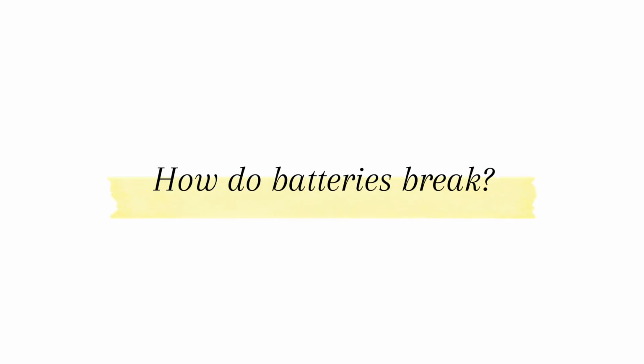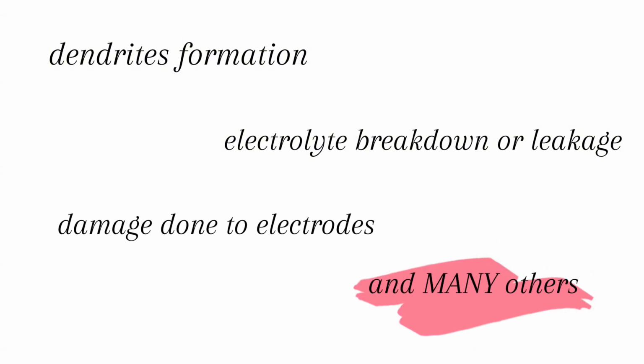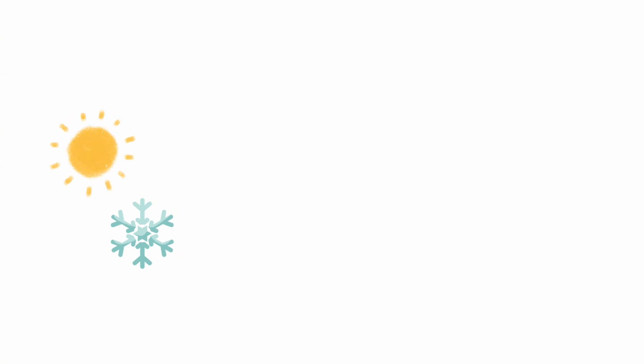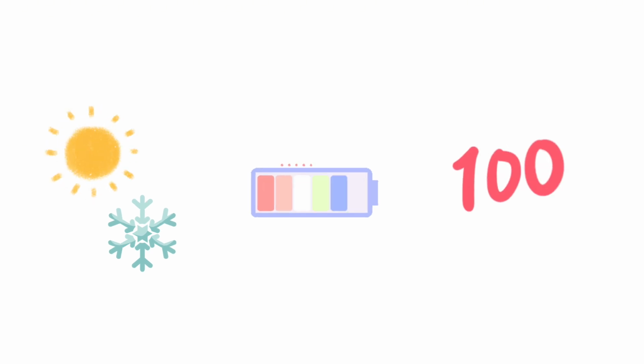What is important for later is what can go wrong. So basically, how do batteries break? Batteries, such as lithium-ion ones, degrade with time through various defects, such as dendrite formation, electrolyte breakdown or leakage, and damage done to electrodes, including the volume change and cracking. Factors increasing the probability of damage done to the battery include extreme temperatures, repetitive full charges and discharges, as well as the number of completed charging cycles and the age of a battery.